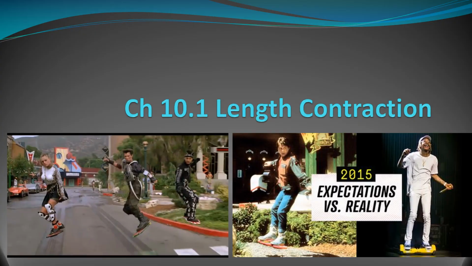So, chapter 10.1, length contraction. And this is all pictures from Back to the Future. That's part 2. The expectation versus reality thing there is really quite true. Back in the 80s, Michael J. Fox as Marty McFly was one of the coolest ones around. The kind of guy that every girl wants to be with and every guy wants to be. Whereas, unfortunately, this is what we ended up with in 2015. Hoverboards, I mean, I don't know. That's not a hoverboard. That's ridiculous. Anyway, let's go on. That's embarrassing.